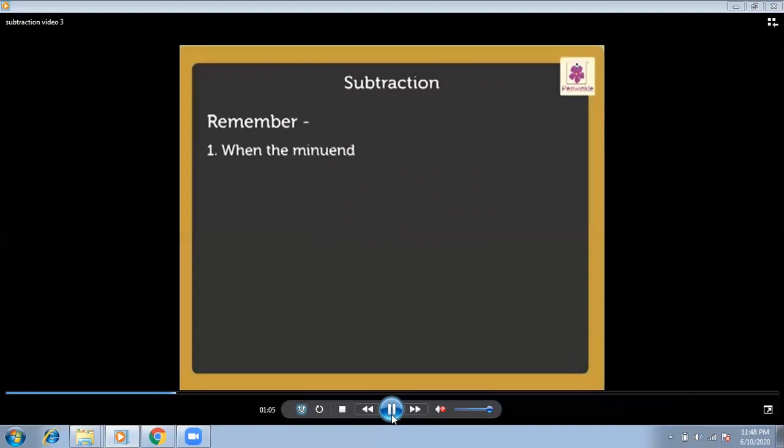Okay, here are a few rules also that you have to remember. Number one: when the minuend is the same as the subtrahend, the difference is 0. For example, 25 minus 25. Look, the minuend is 25, the subtrahend is also 25. If both numbers are the same, obviously the answer will be 0.